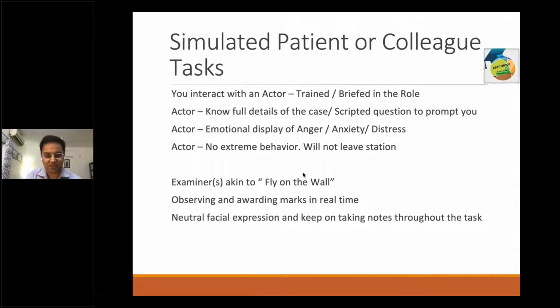They'll have a neutral facial expression, and they will be just busy marking, observing you, and writing down continuously in their sheet. So the marking is going on in real time. It is not done later on. It is done in real time as you're performing the task.